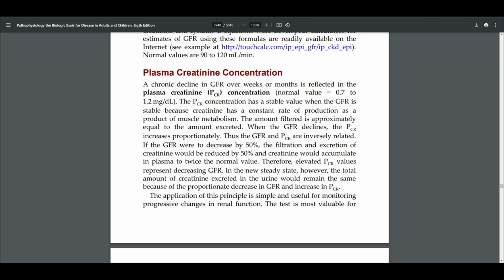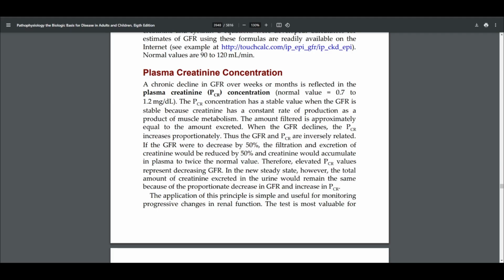Your plasma creatinine concentration. A chronic decline in GFR over weeks or months is reflected in the plasma creatinine concentration. The plasma creatinine concentration has a stable value, and the GFR is stable, because creatinine has a constant rate of production as a product of muscle metabolism. The amount filtered is approximately equal to the amount excreted. When the GFR declines, the plasma creatinine concentration increases proportionately. Thus, the GFR and your plasma creatinine concentration are inversely related.